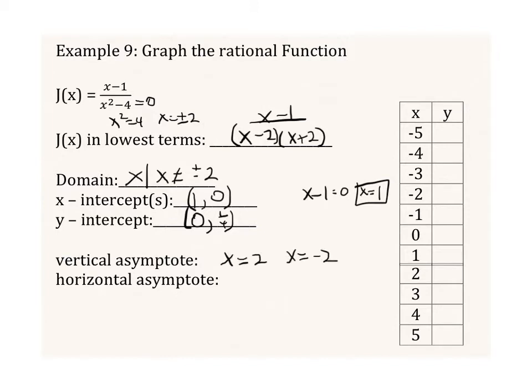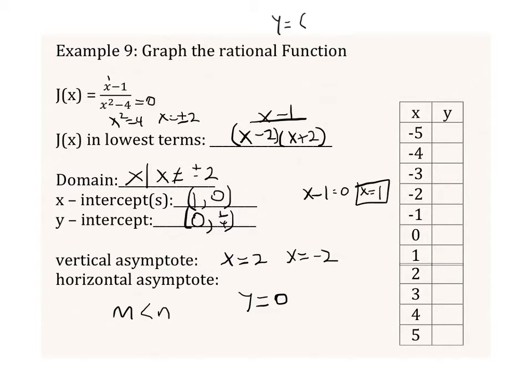My horizontal asymptote, the power of my numerator is 1, the power of my denominator is 2, so m is less than n, so y equals 0 is my horizontal asymptote. Okay? Okay, so next is entering this in our graphing calculator. It's really important that when you go to the y equals part, you make sure you use parentheses.